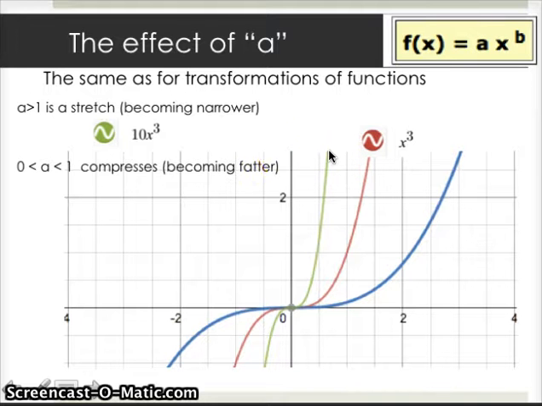If a is a fraction between 0 and 1, then that's going to be a compression, and it becomes fatter. It presses it down, and you can see that it became much fatter.